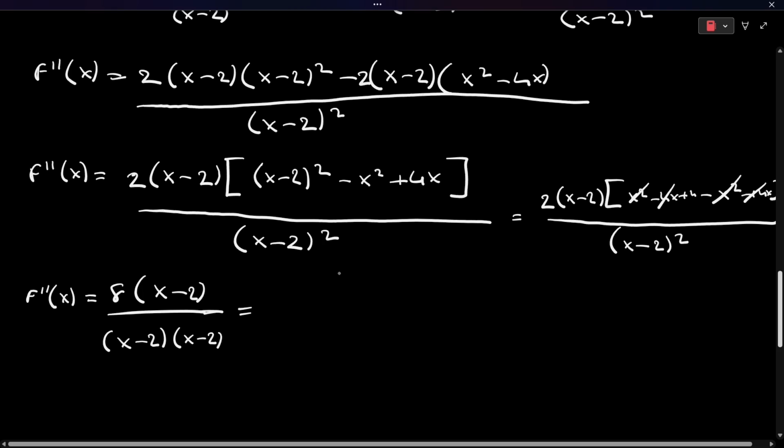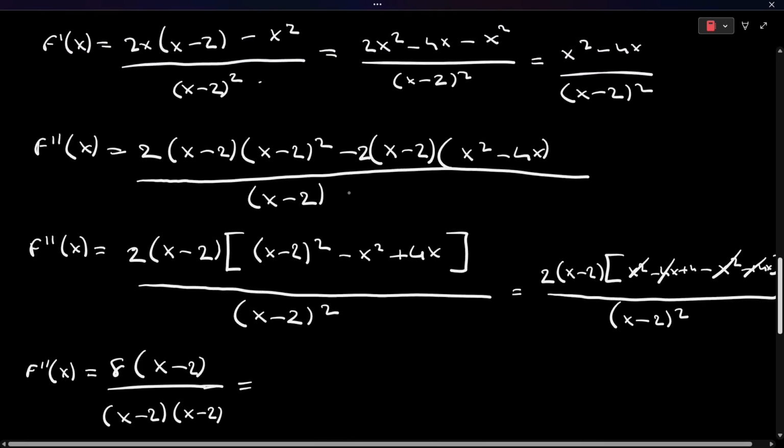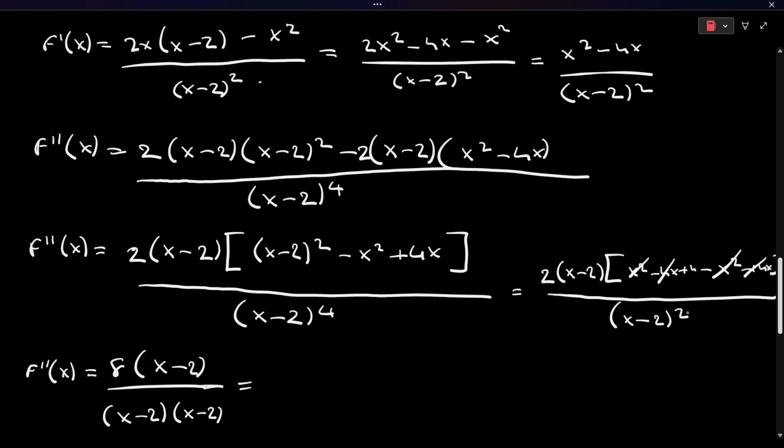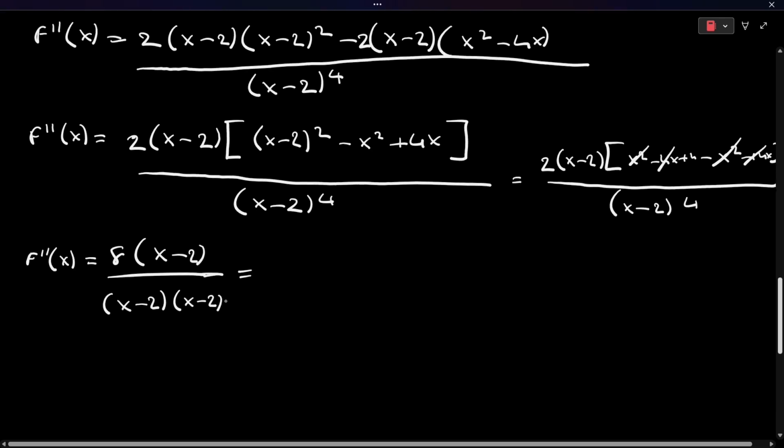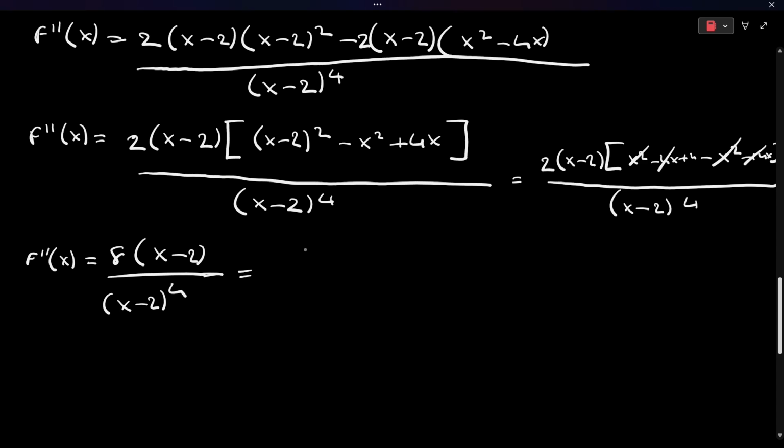Wait, this has to be the 4th power. Oops. Because we differentiate when it was square, so we will take the 4th power of it. Therefore, I will have to write 4th power here, which gives me 8 over x minus 2 cubed is equal to 0. As we can see, there's no values of x that makes this 0.